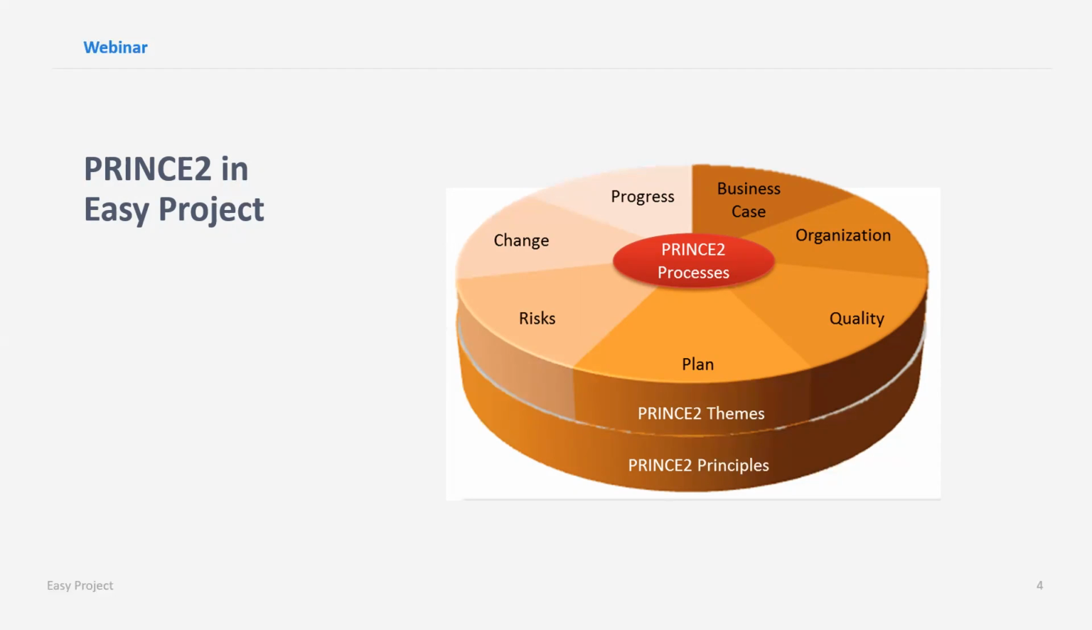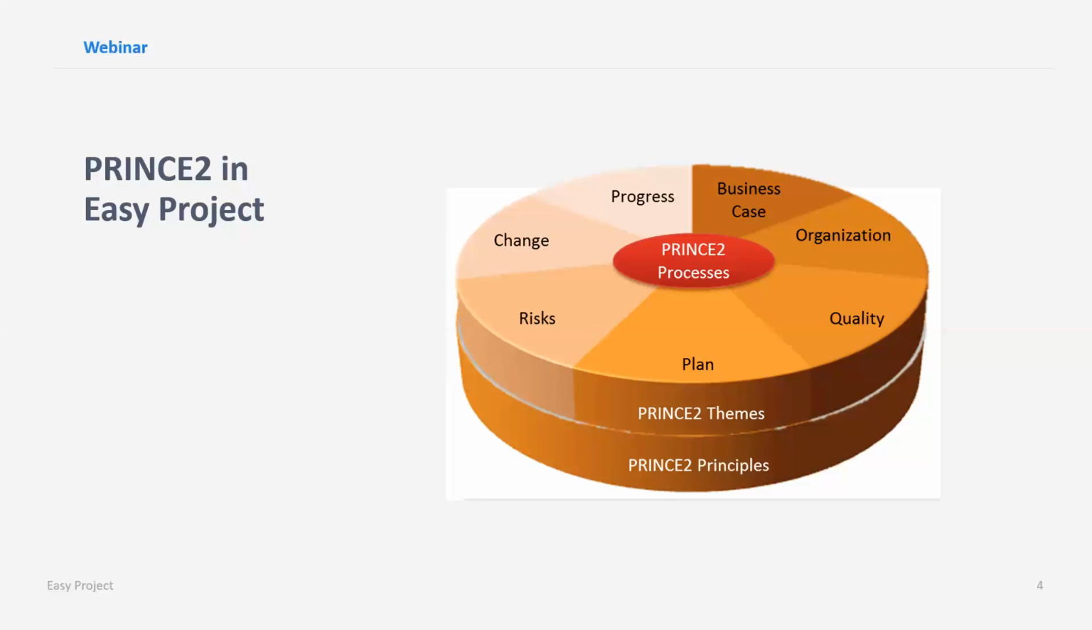Then we have the 7 themes, which are more like insights on how the project should actually be managed. Those are business case, organization, quality, plans, risk, change, and progress. We also have the 7 processes, which separate the running of a project into starting up a project, initiating a project, directing a project, controlling a stage, managing project delivery, managing stage boundaries, and closing a project.